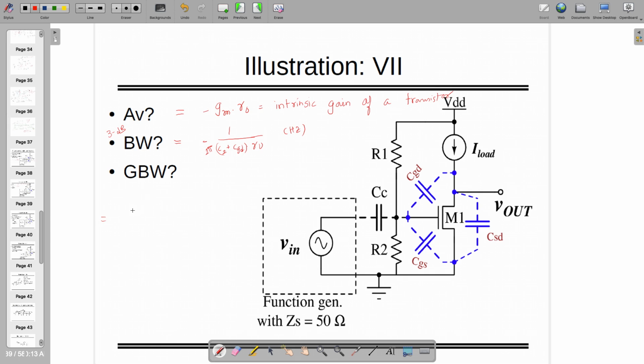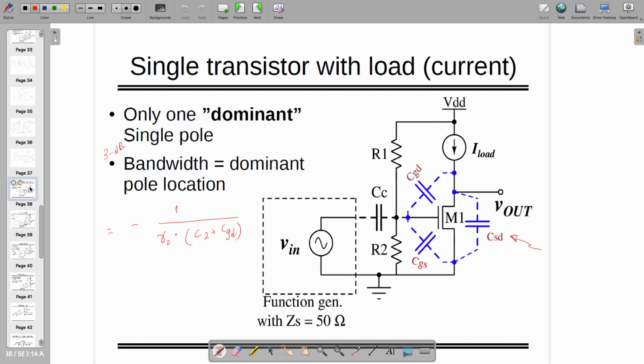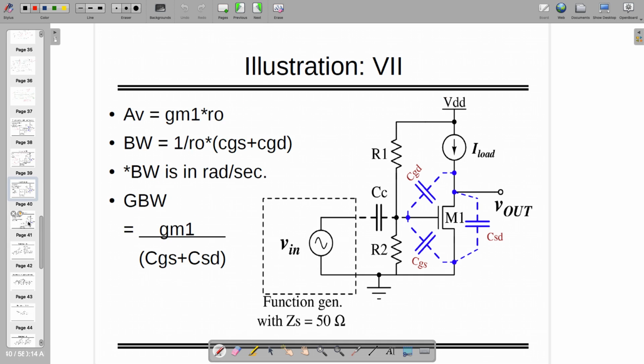Gain bandwidth, so gain is already known to us, minus will become plus, so GM times RO times the bandwidth. Gain is GMRO and bandwidth is already known to us, 2 pi C2 plus CGD times RO. So this becomes GM divided by 2 pi C2 plus CGD. So that's the gain bandwidth or unity gain bandwidth, you can say that, right? It's in hertz because of this 2 pi. So these are all the answers which we have already found out.